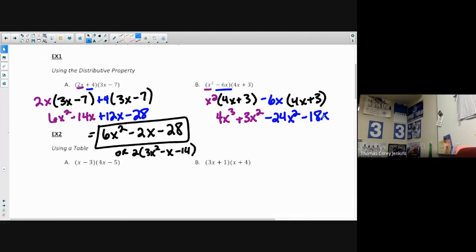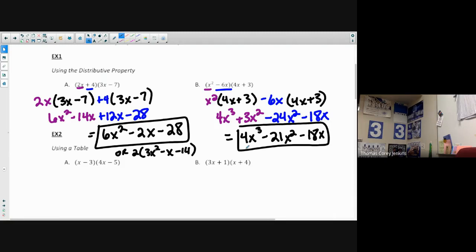Then I want to check for any like terms. So I have those there in the middle, those x squared terms. So final answer here, 4x cubed plus 3 and minus 24 make minus 21x squared, and then minus 18x. So again, I believe that's acceptable. There is a common factor there, a greatest common factor. So my question for you is, what is the greatest common factor? And then maybe what does this look like factored out? So now we're going back to the last lesson. You can find that in the notes if you have any trouble.